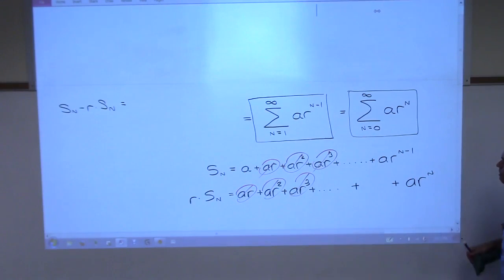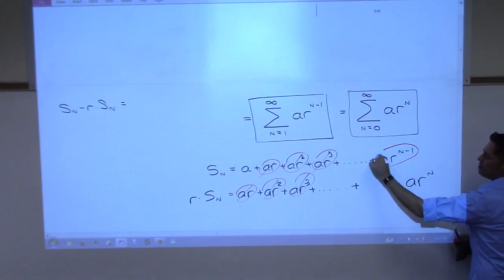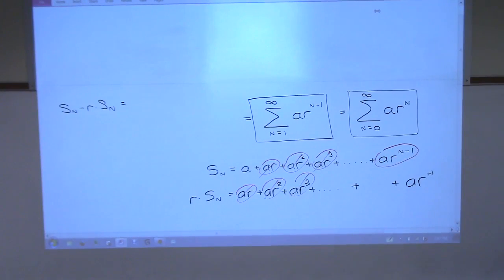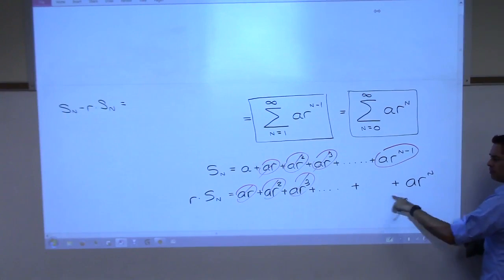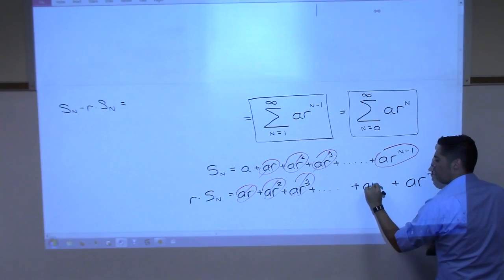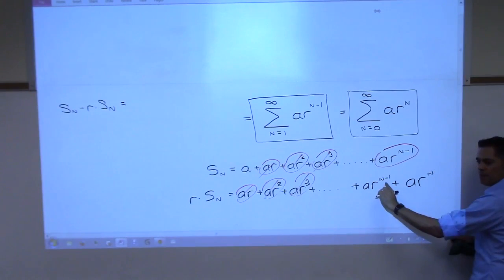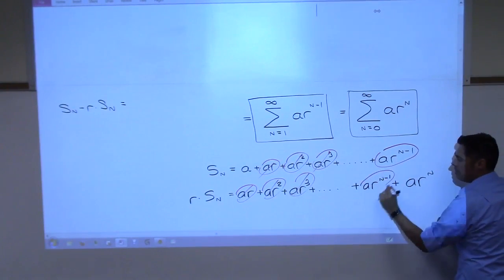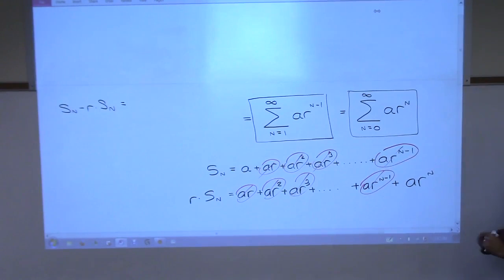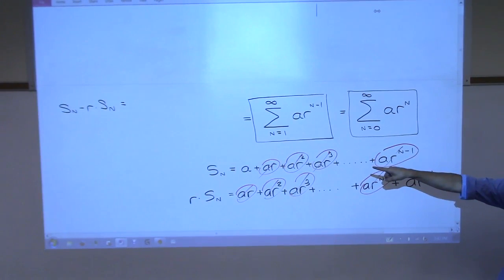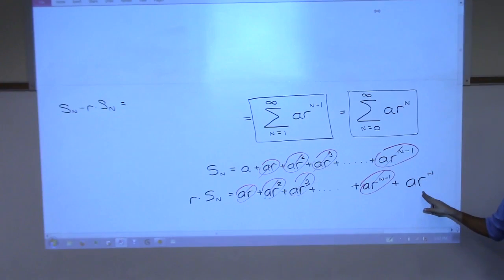Now come down here, what happens here? This one right here, does it cancel? What's the one right before this one? Isn't the one right before this A r to the n minus 1? Isn't it just one less power than this? So this one is here, isn't it? They cancel. How about this one? It's not up here, is it? So this one stays. So what we have left when we take this row and subtract this row is the A on the top left, minus this one.